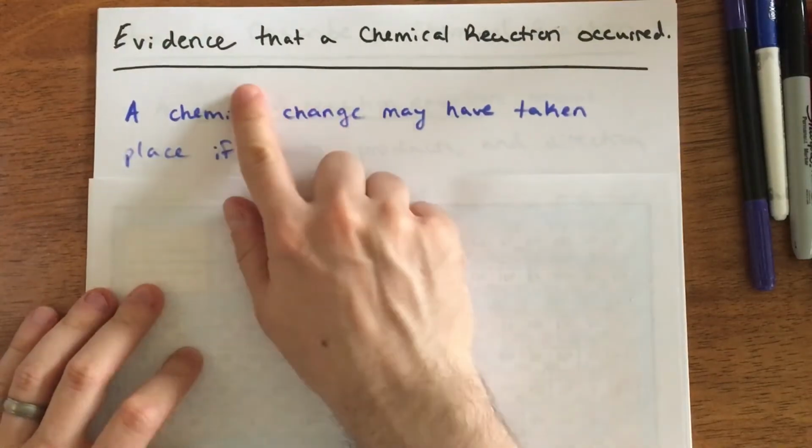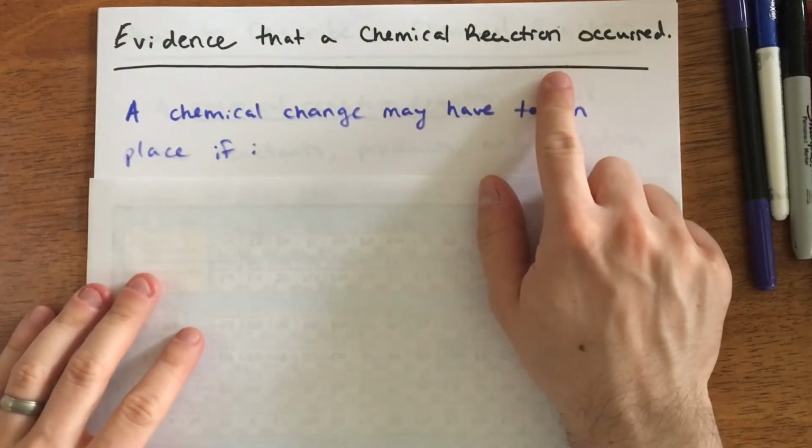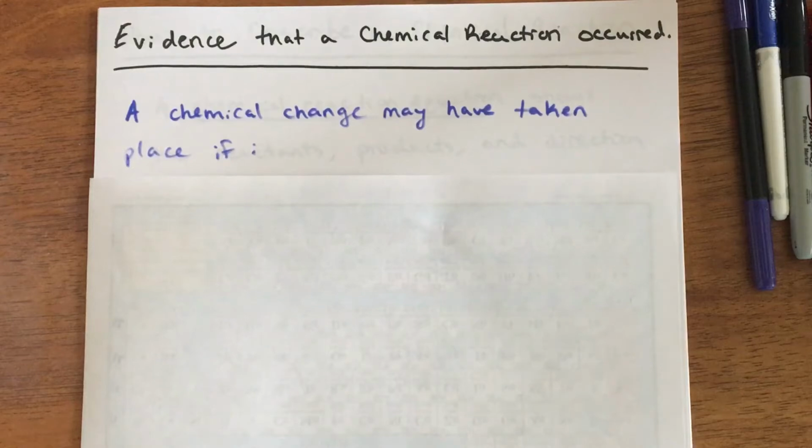So, evidence that a chemical reaction has occurred. Now, again, important to keep in mind, there are exceptions to these. Just because this has happened doesn't necessarily mean a chemical reaction has occurred. And just because you don't see one of these, it doesn't necessarily mean a chemical reaction hasn't occurred. These are just things that we use as evidence that are relatively convincing. Usually a reaction will have one or more of these, but not always.